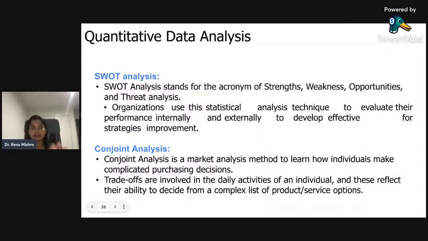First is, this is basically an organizational way. SWOT analysis is very easy: an organization finds its strengths, weaknesses, and opportunities, and then accordingly uses statistical techniques to develop its strengths. Then you talk about conjoint analysis. Conjoint analysis is where individuals make complicated purchasing decisions. It is also a market analysis technique for organizations.